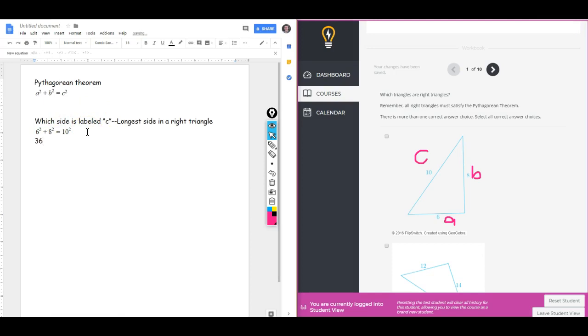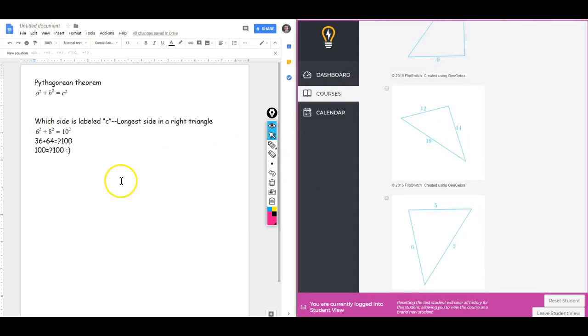So 6 squared is 36, 8 squared is 64, and does that equal, that's what I'm checking, does that equal 100? Because 10 squared is 100. So what is 36 plus 64? That does come out to be 100. And so this one is a right triangle. So let's move on to the next one, and we're just going to be going through that.